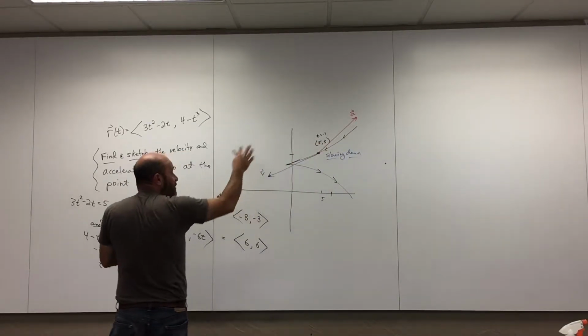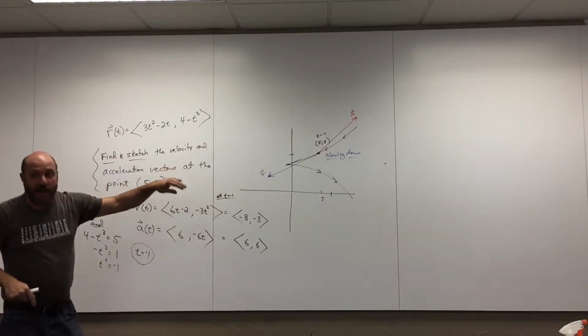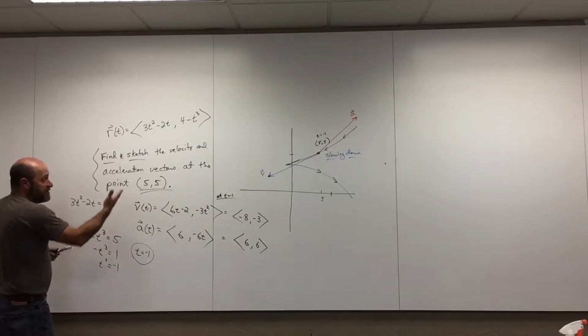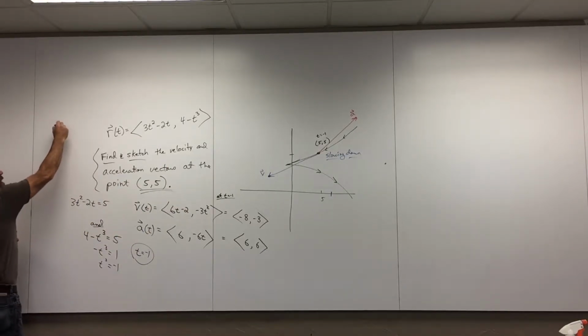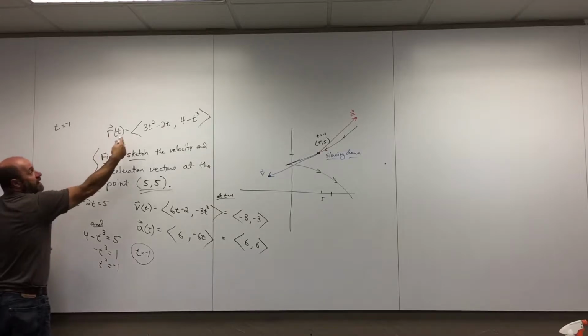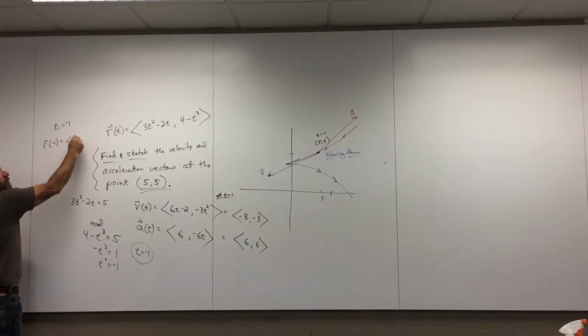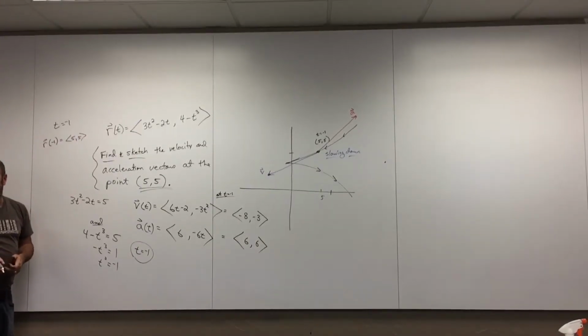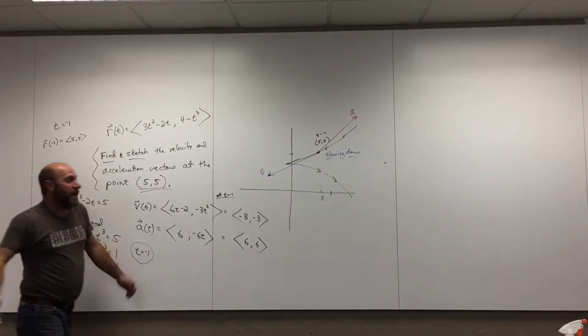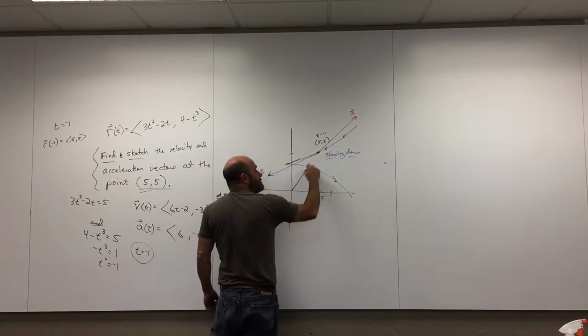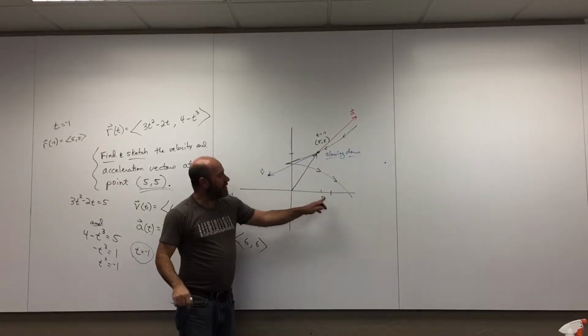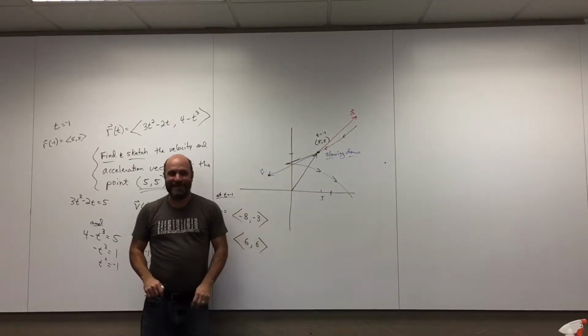There were a lot of position vectors that took me out and generated that curve. One of them was this one, though. When t was negative 1, you plug in negative 1 and you get the position vector 5, 5, which takes you out to the point 5, 5, right? And anyway, that was this guy. That's not a very good looking 5, 5, but that's it.